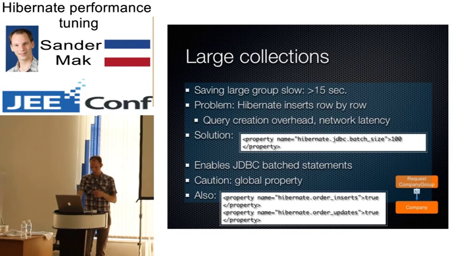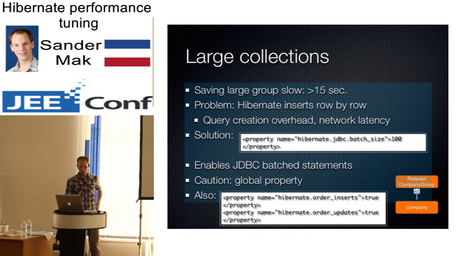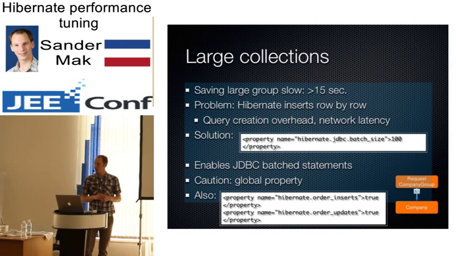So this was reading collections, but saving was a bit slow as well. In the case of several thousand companies in the company group, it took over 15 seconds. The problem was that it's a row by row insert. So really the overhead was in doing all these separate calls to the database. Fortunately, there's also a solution there. This is called the JDBC batch size, which is a very low-level property because it's about how the JDBC is batching, and it enables JDBC batch statements.